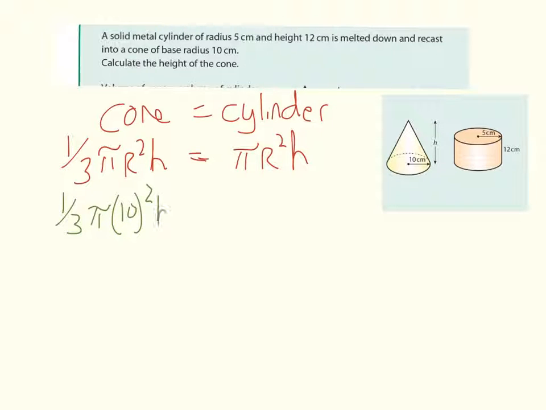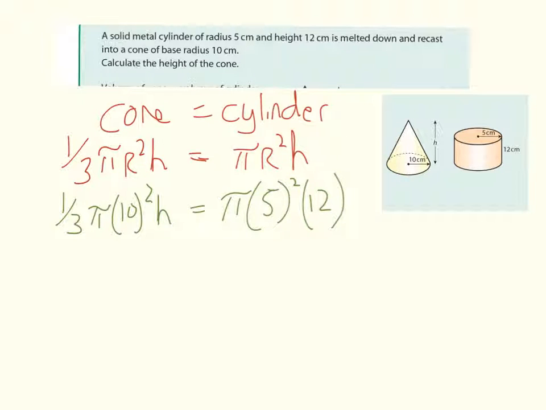squared. We don't know what h is, and the same thing on the other side, fill in what we know. Pi, r is 5 squared, times 12. So just have a quick look at that, and you can see we've pretty much just substituted everything into both formulas because the cone is equal to the cylinder.